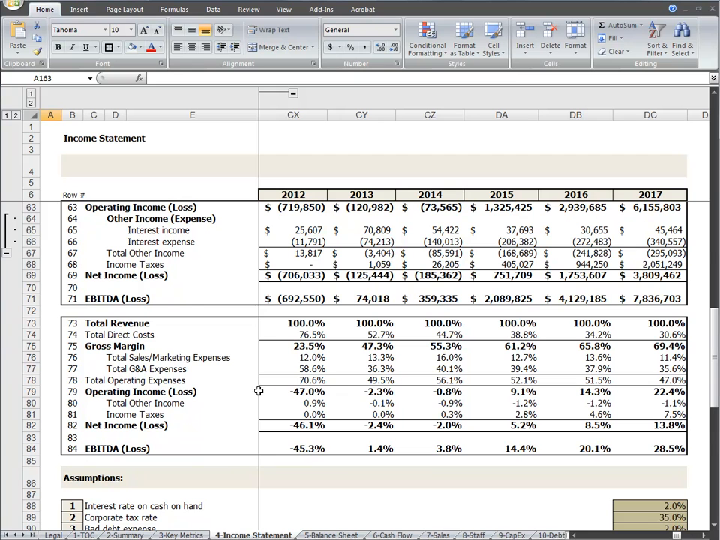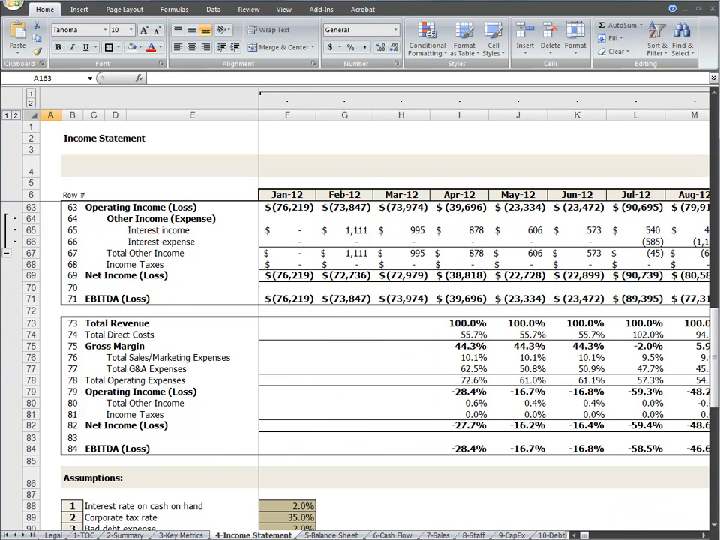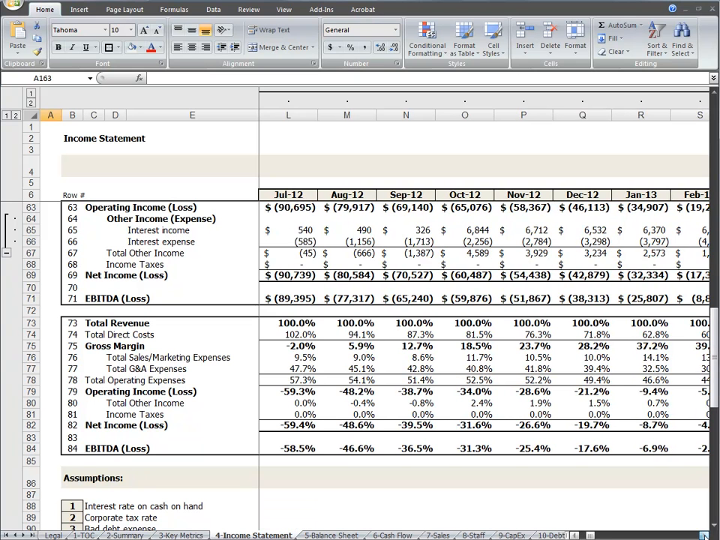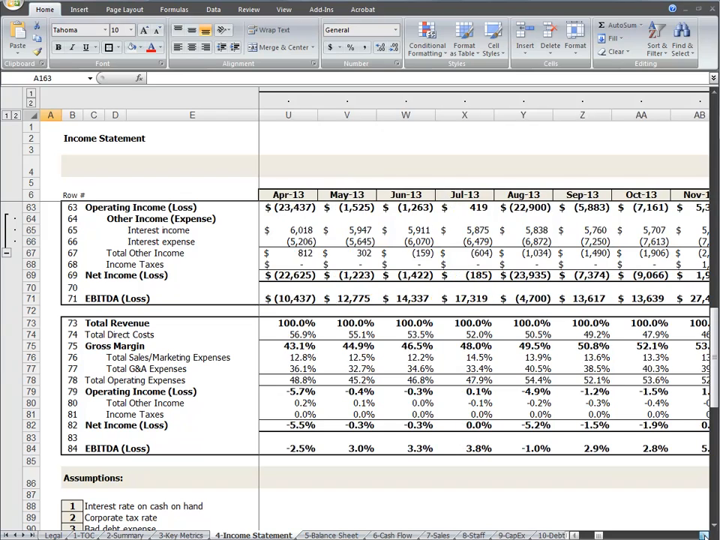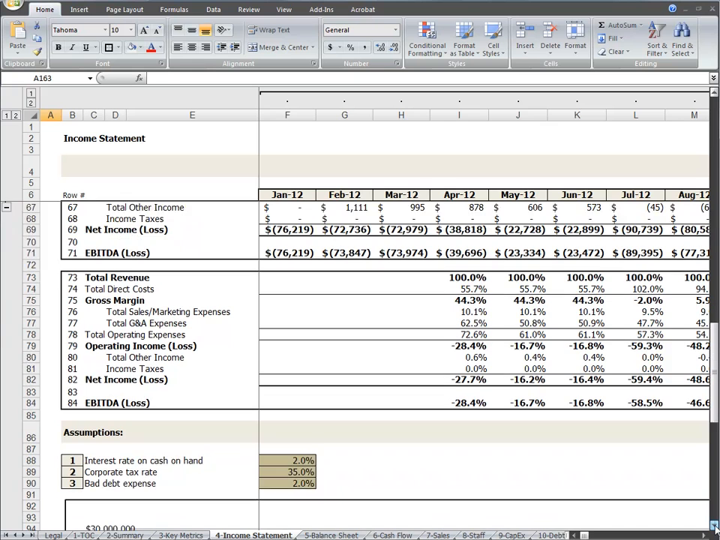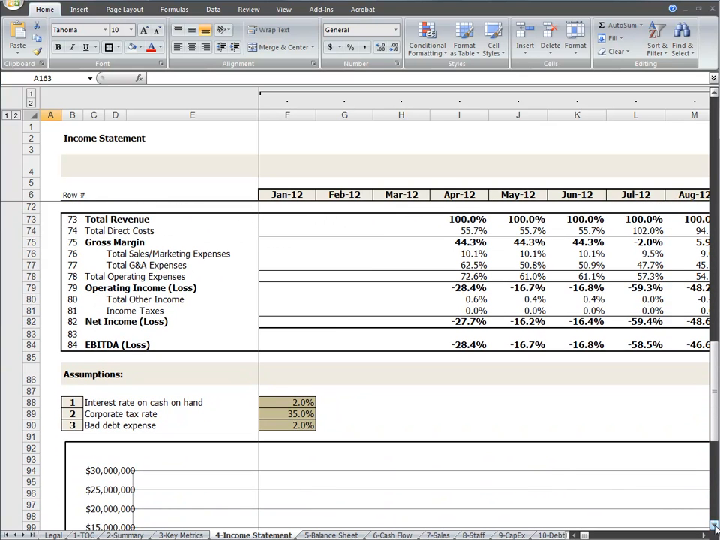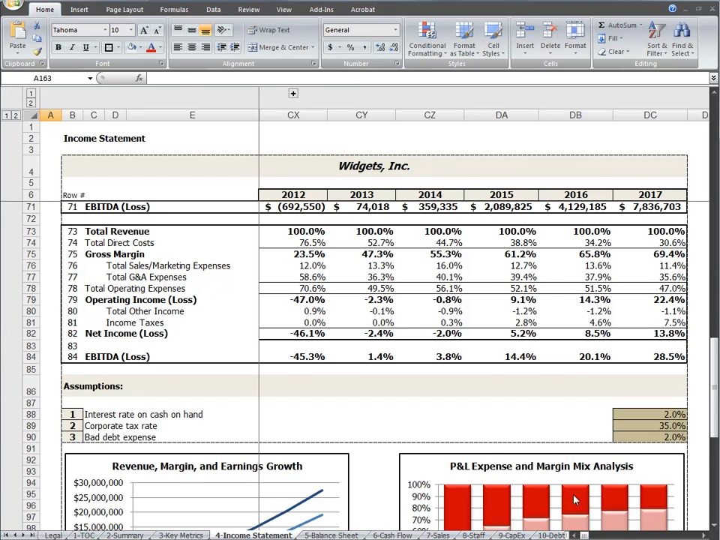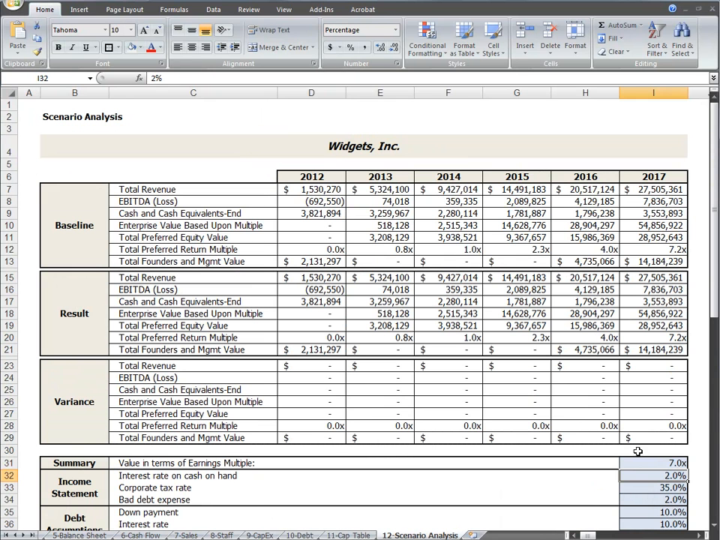The next section on the page is a summarized view of the plan in a percentage-based or common-size view. This will give you and anyone reviewing your plan an easy sense for the major movements of your plan over time, especially in terms of the proportionate cost mix and profitability. In our assumptions section, we've captured a few assumptions that are important to note in terms of interest, taxes, and bad debt expense. These assumptions are entered into the Scenario Analysis tab to allow you to quickly see the impact on the entire plan of various assumption changes.